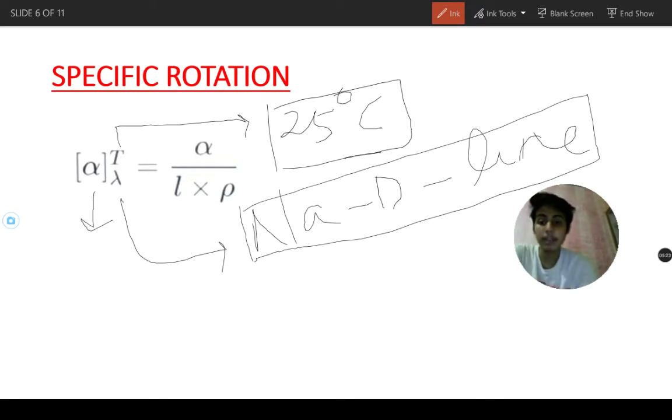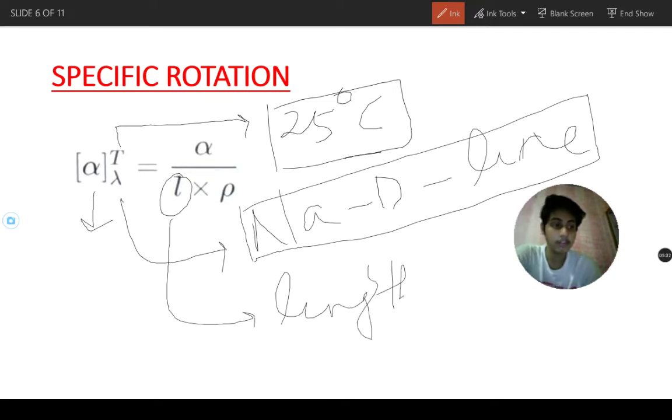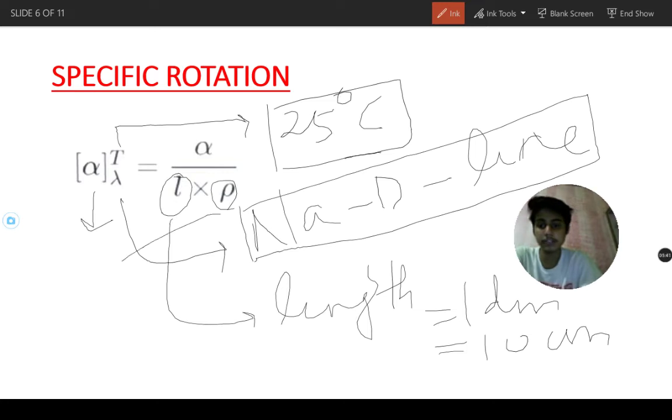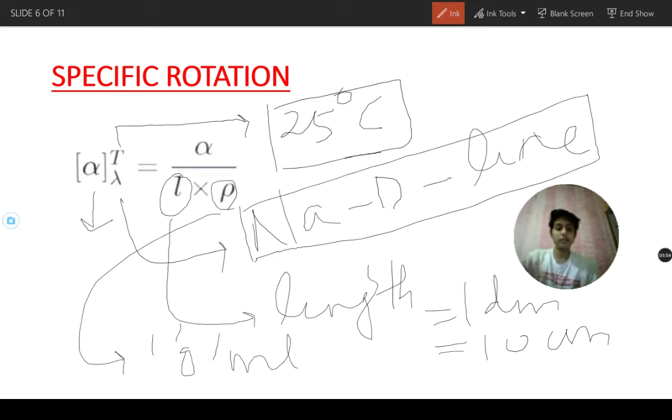And this L is what? L is the length. It is also fixed. It is 1 decimeter. This is 10 centimeter. This is also fixed. And this rho is also fixed. Rho is what? Rho is 1 gram per milliliter. This is the density of the concentration. 1 gram per milliliter. We need to take the density as well. Per milliliter we have to take 1 gram.